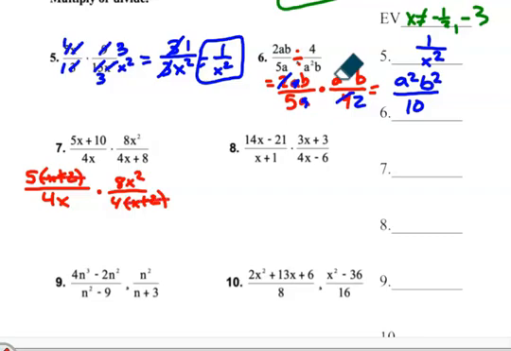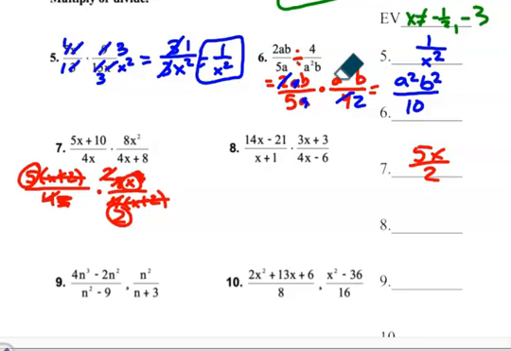I have this 8 or this 4. It doesn't matter which 4, just picking one. This 4 goes into this 8 twice. This 2 over 4 is just 1 over 2. And then this x here can cancel out one of the x's here. So all that's left on top is a 5 and an x. So 5x. All that's left on the bottom is a 2. So 5x over 2.